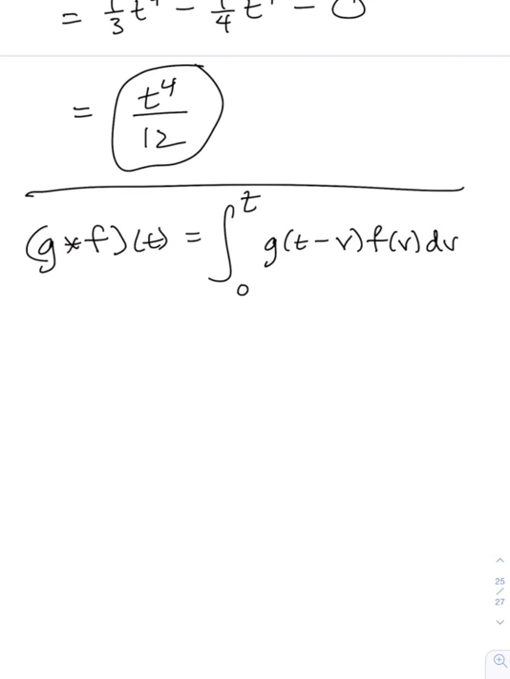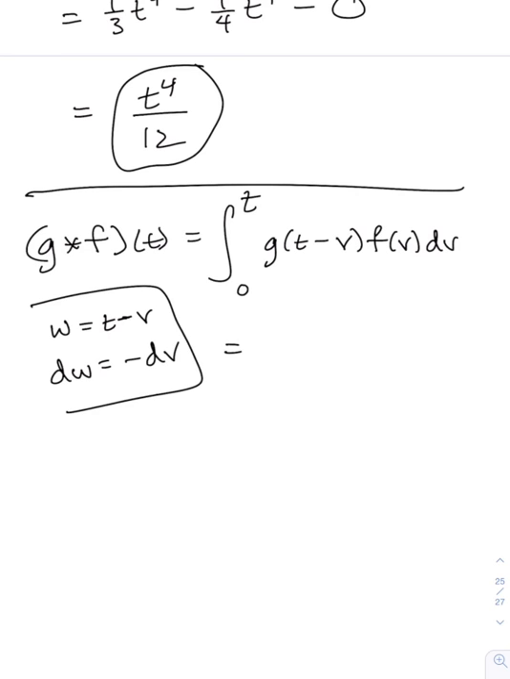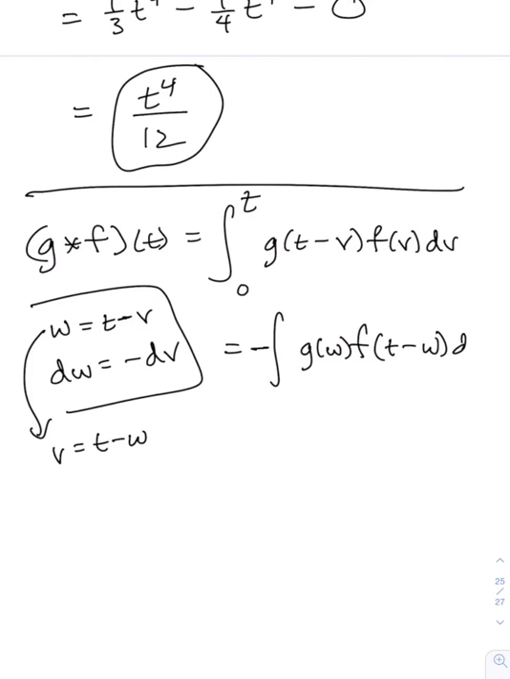But now I can do a substitution. Let me substitute w equals t minus v. Remember, in that integral, t is a constant, and v is the variable of integration. So dw equals negative dv. And my integral becomes g of w times f of v, and solving for v, we get v equals t minus w. So f of t minus w. And dv equals negative dw.